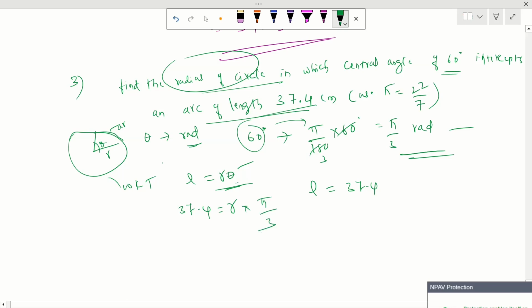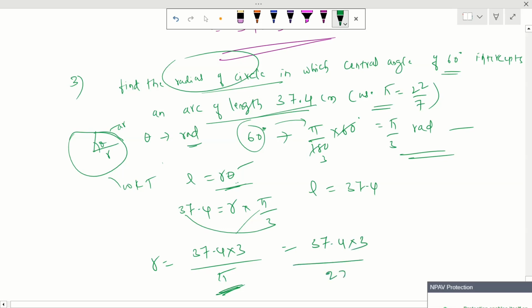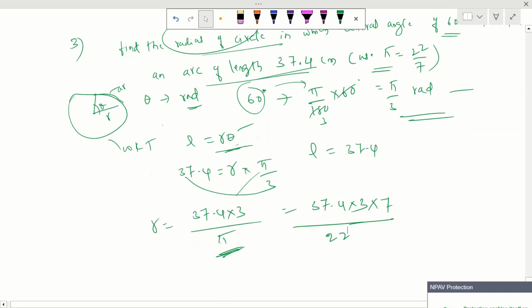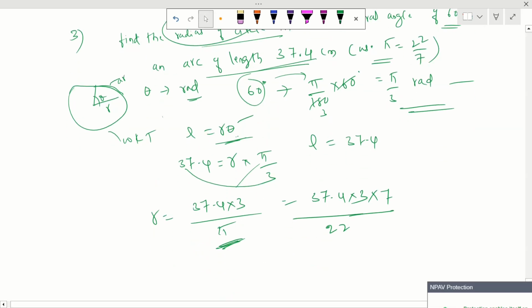Then r is equal to 37.4 into 3, this 3 comes here, and then pi comes down, so r is equal to 37.4 into 3 by pi. The value of pi we have to put here, because the value is given. Pi is 22 by 7, so 7 comes up. If we calculate this using a calculator, then we will have 37.7 centimeters.